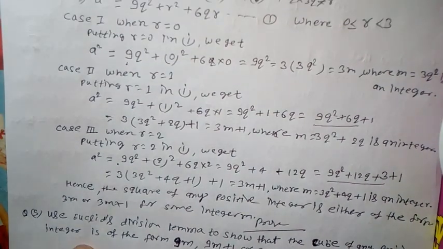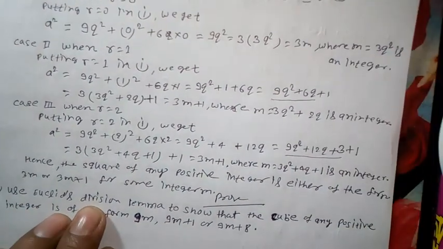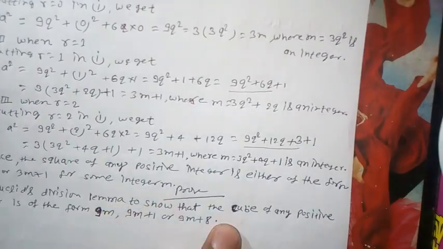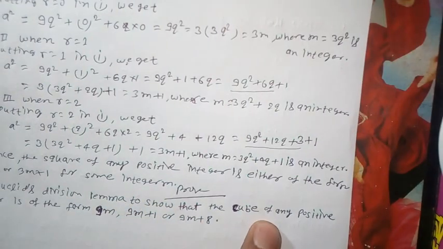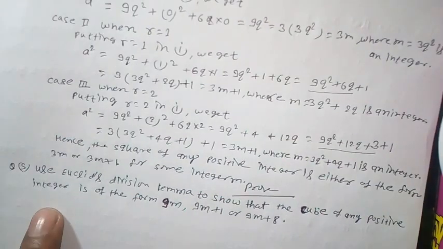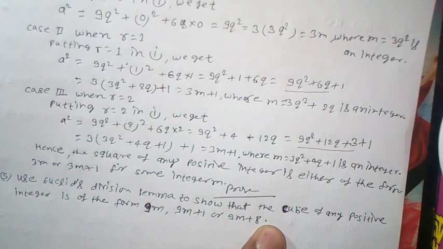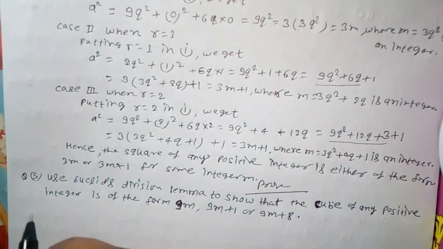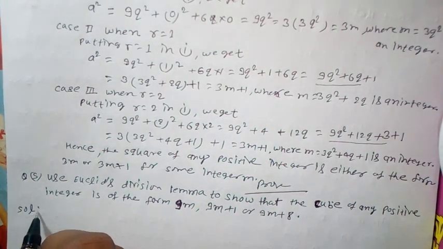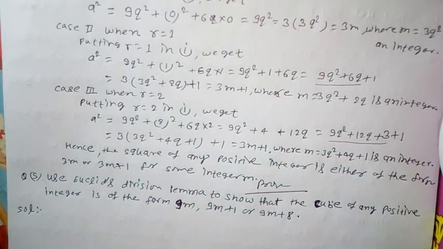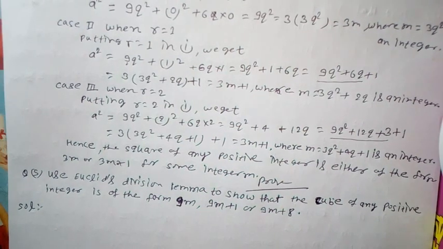Now question number 5. Use Euclid division lemma to show that the cube of any positive integer is of the form 9m, 9m plus 1 or 9m plus 8. Now we solve this question. Similarly, as when we solved questions 2 and 4, the same process we apply.